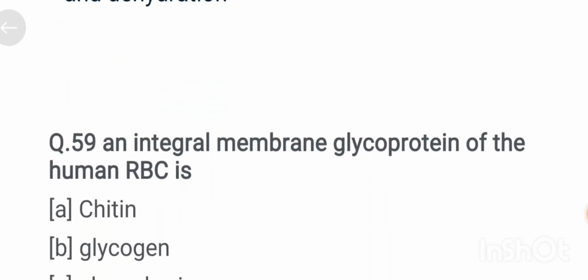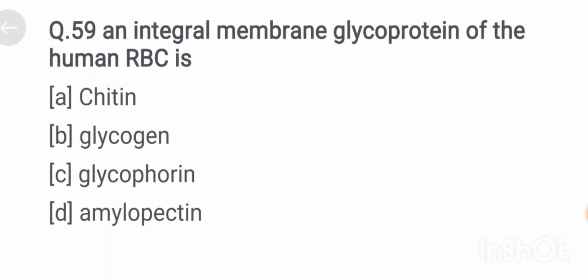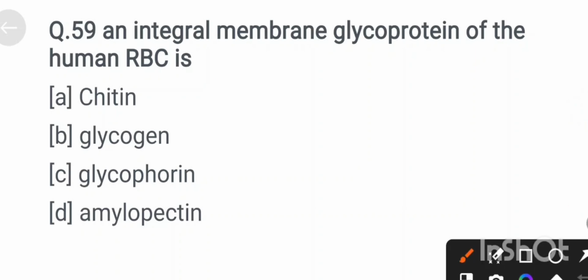Next question. An integral membrane glycoprotein of the human RBC is option A, chitin, option B, glycogen, option C, glycophorin, option D, amylopectin. Correct answer is option C.